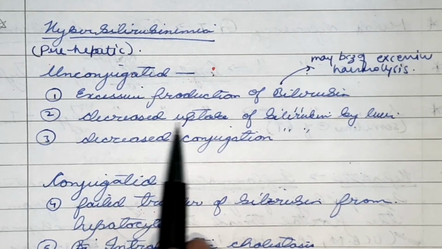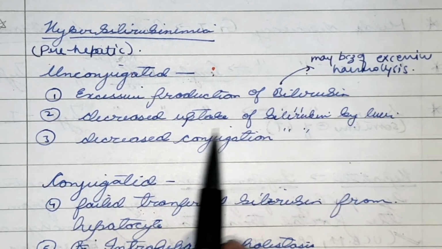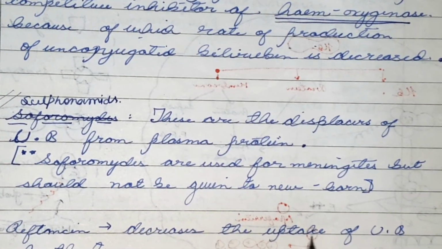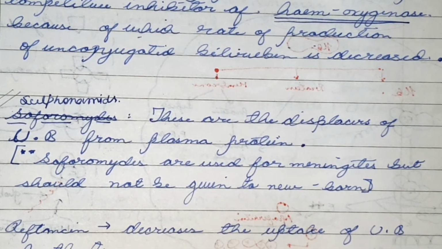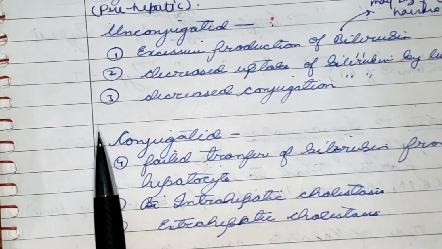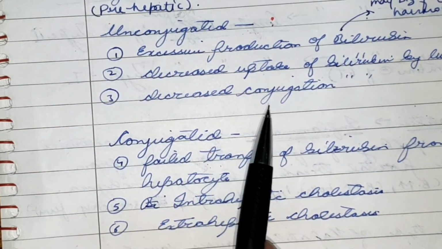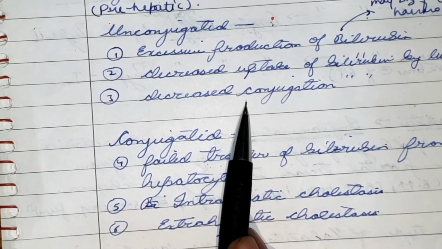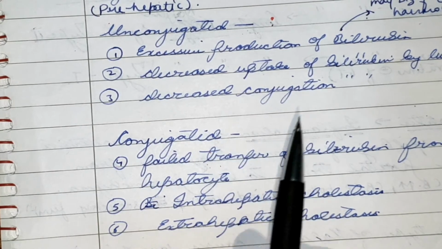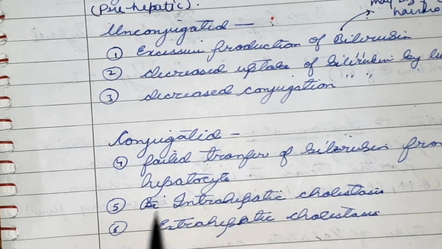Then the second is decreased uptake of bilirubin by the liver. For example, I told you about the drug leftomycin. It decreases the uptake of unconjugated bilirubin and increases its concentration in the blood. The third point is that there could be decreased conjugation. For example, there is some hepatocellular injury, because of which there is decreased conjugation of unconjugated bilirubin.